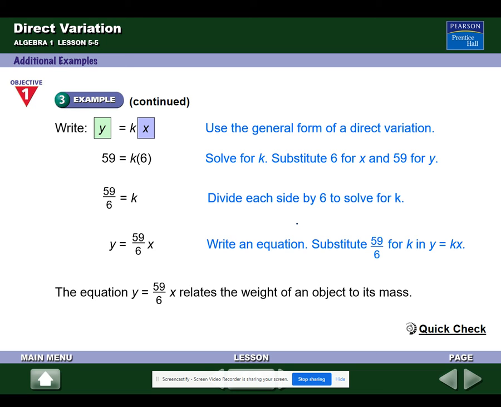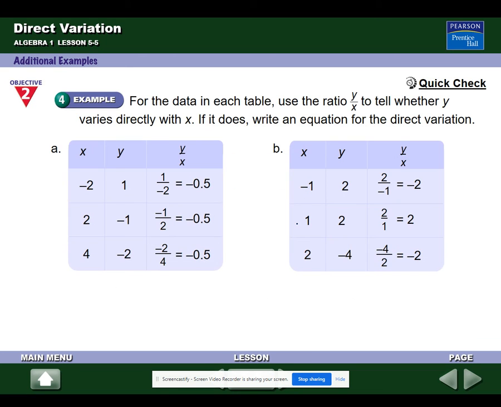Just like that. Okay, one more, and then I've got one back on the Starboard software to finish up. It says for the data in the table, in each table, use the ratio of y over x. Okay, so we're trying to remember that you divide the y by the x, and you can get the k value to tell whether y varies directly with x. If it does, write an equation for the direct variation.